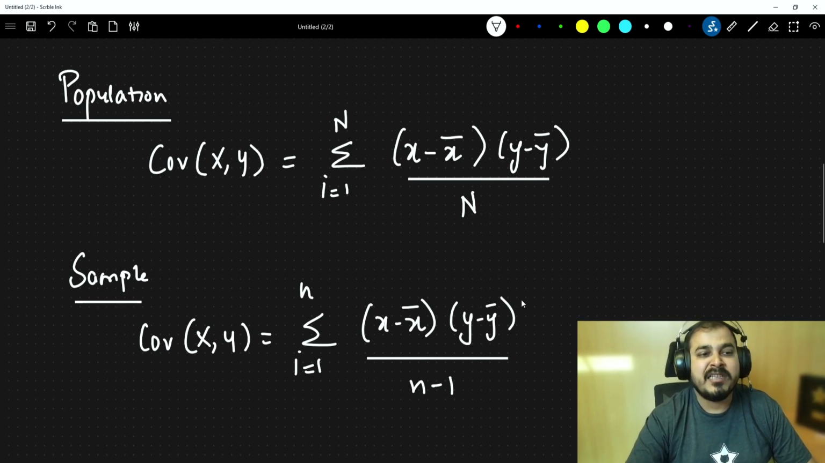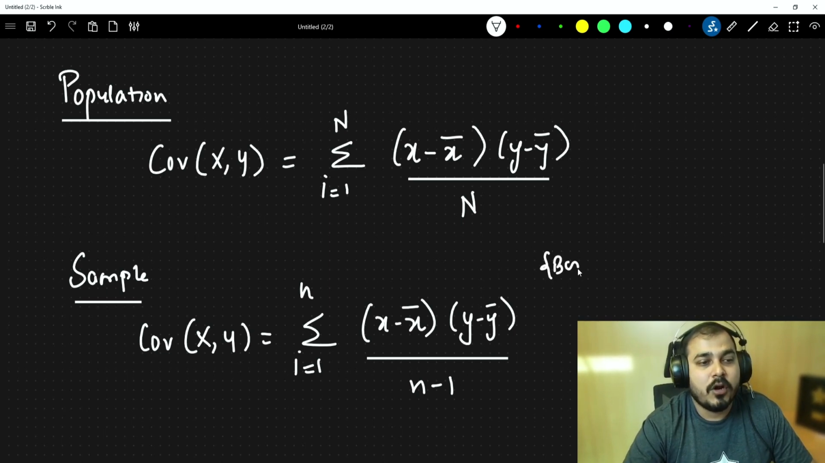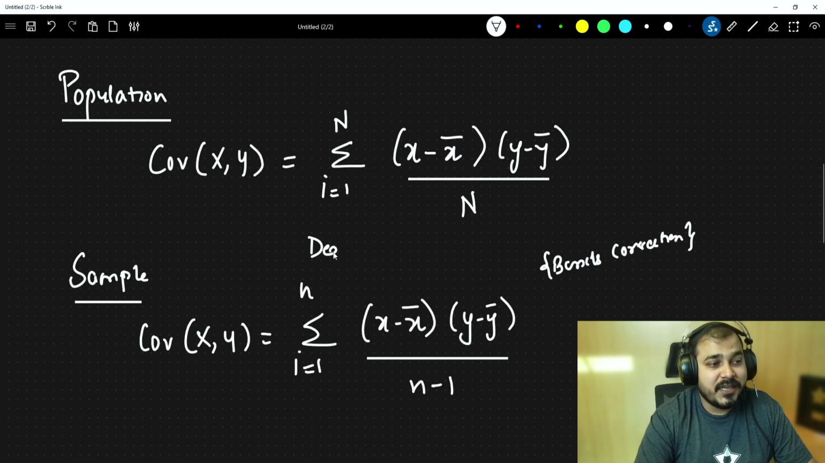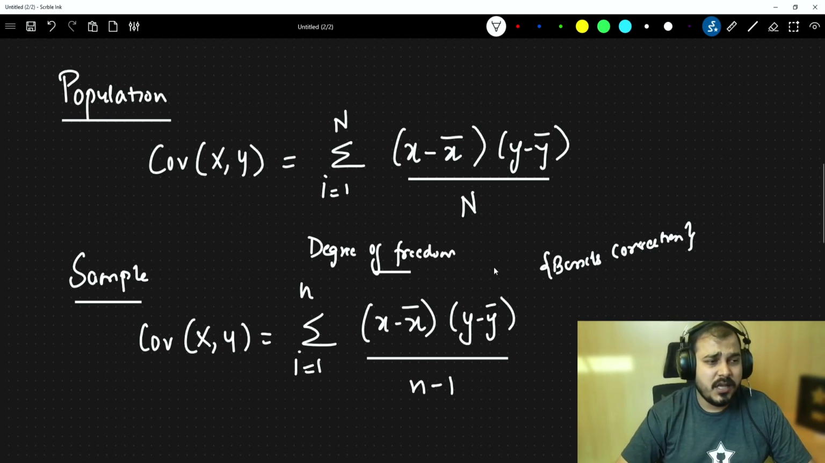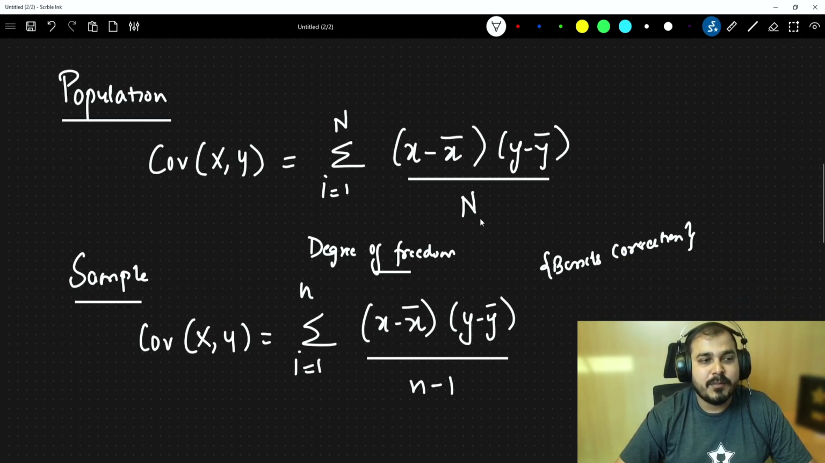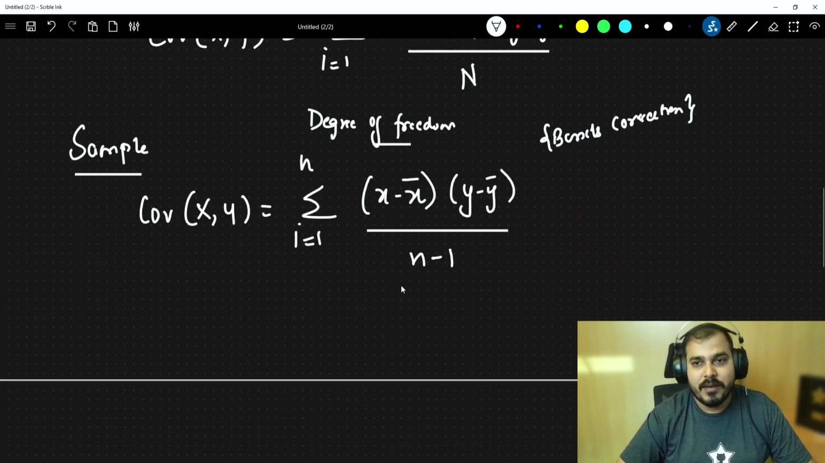Now, why small n minus 1? Because we have learnt about the concept called Bessel's correction, right? And one more term that we can basically use is degree of freedom. So degree of freedom is nothing but n minus 1 in the case of sample. Just remember this. In the previous session I have already discussed. Now over here, x bar is the mean of x, y bar is the mean of y, capital N is the population data, and for sample you have n minus 1.